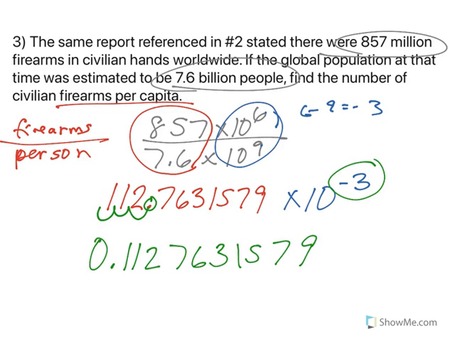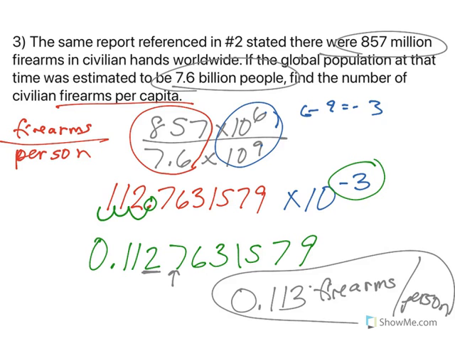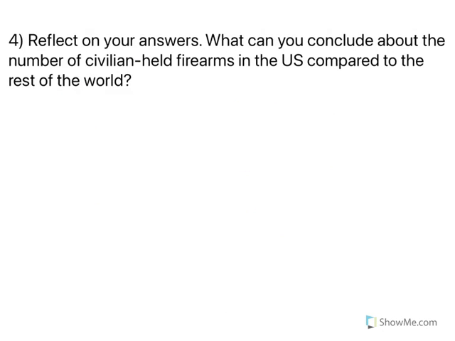So I have 0.112763159. So if I round this, let's go to the nearest thousandth. This will go to 7 here. So we have 0.113 firearms per person. This is over the world. Worldwide.